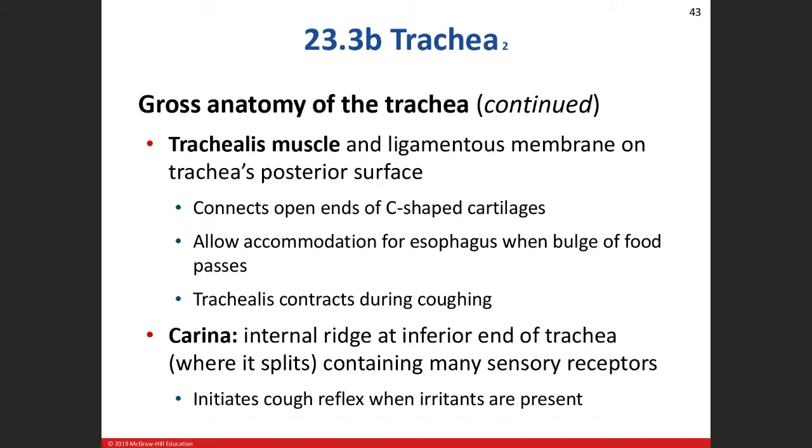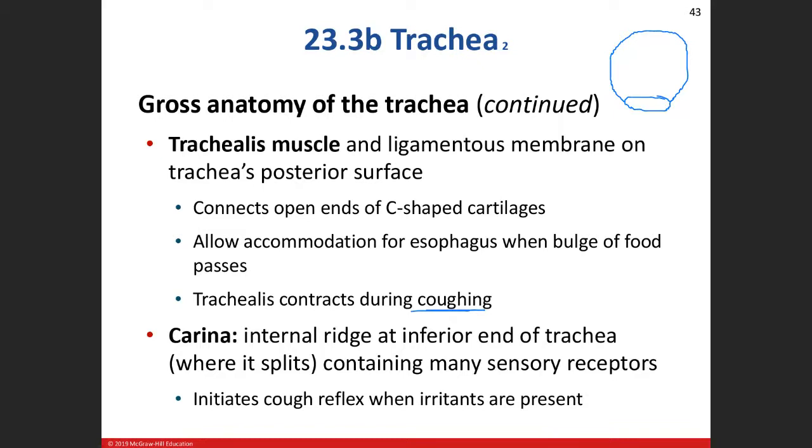You do have a muscle in the back. This is not a muscle that you need to be able to identify, but we call it the trachealis muscle. That opening where the C-shaped ring is, that's where this muscle resides, in this region right here. So like I was saying, it's this muscle that allows the esophagus to bulge forward when you are swallowing something. But also, in the coughing reflex, this muscle plays a role.